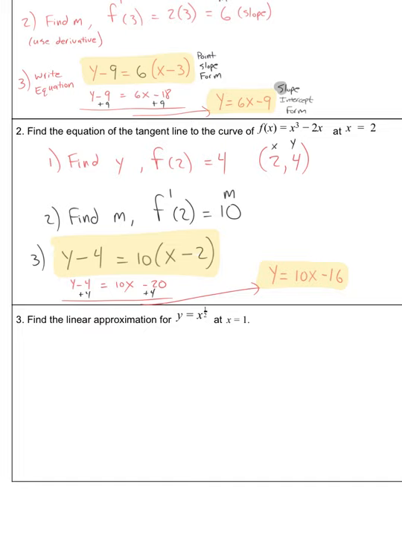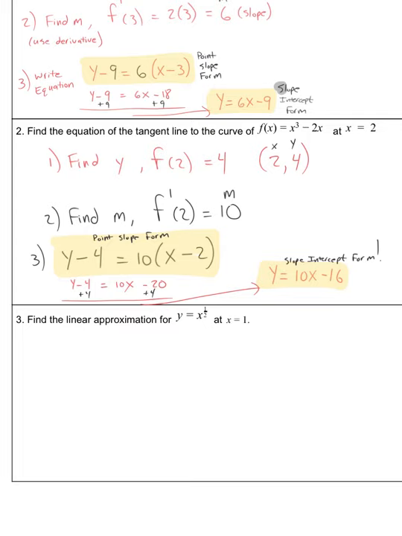All right, again, I'm going to write them in. This is point slope form, and this is slope-intercept form. Again, slope-intercept form allows you to check your work.